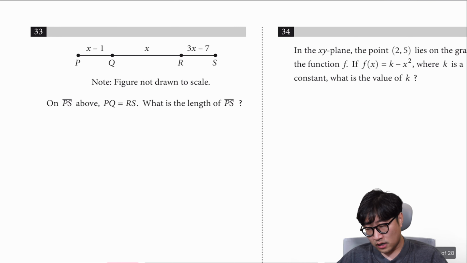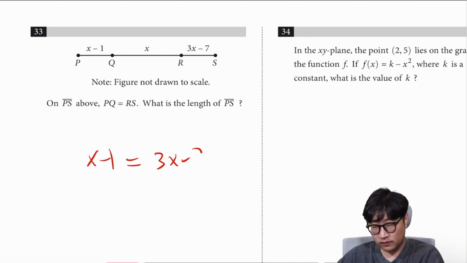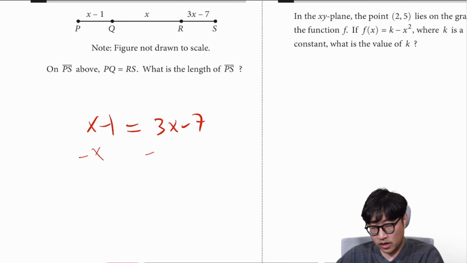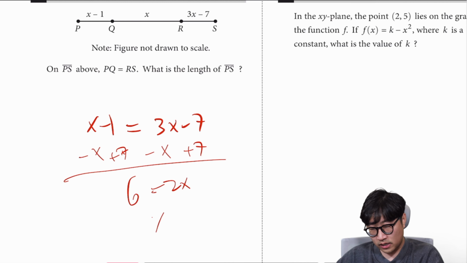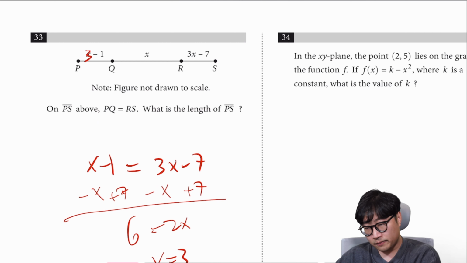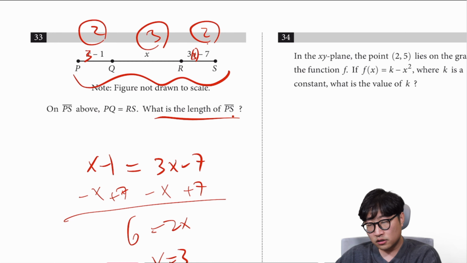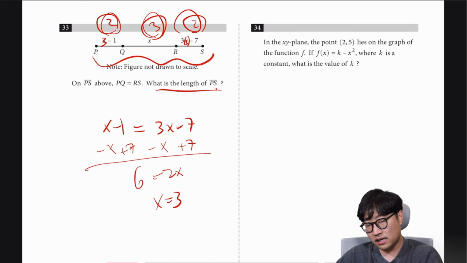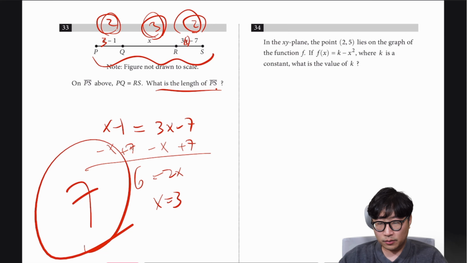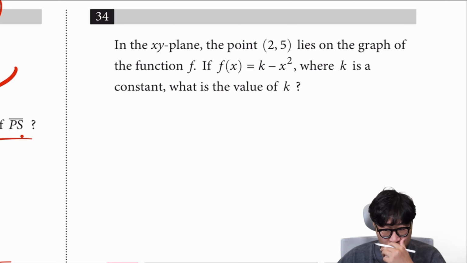Number 33, figure not drawn to scale. Don't believe what you see, but PQ is equal to RS. So PQ, x minus 1, is equal to RS, 3x minus 7. Let's solve for the x. So x, subtract x on both sides, add 7 on both sides. So you get 2x is equal to 6, so x is equal to 3. So putting that back in, that would give me a 2 over here, a 2 over here, and 3 over there. So what is the length of PS, the whole thing? 2, 3, 2. Add them all together. That's a 7.